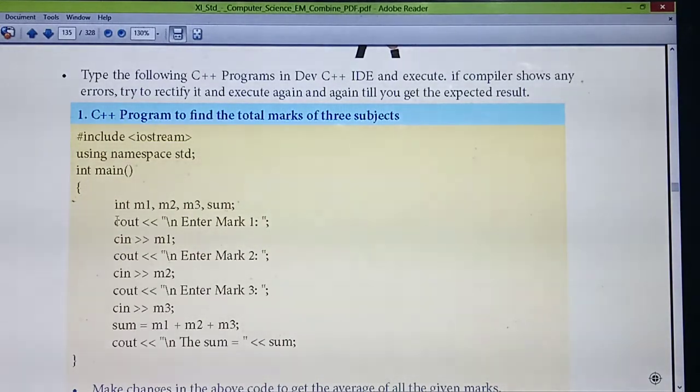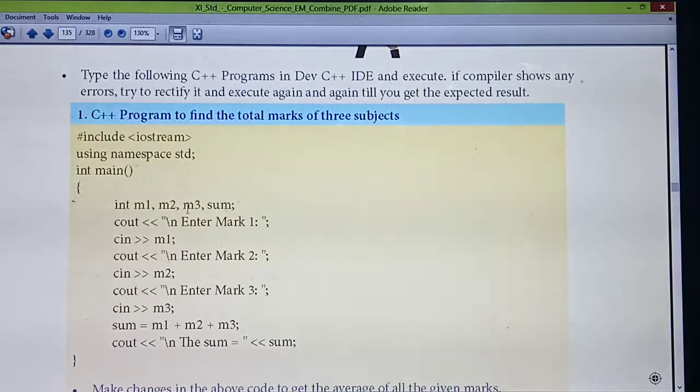Understand? What is meant by data type? A particular thing belongs to which kind of data, that means number, character, string or point numbers. Numbers you mention with the data type int. Point numbers you mention with float. So numbers you should mention in which data type? int.